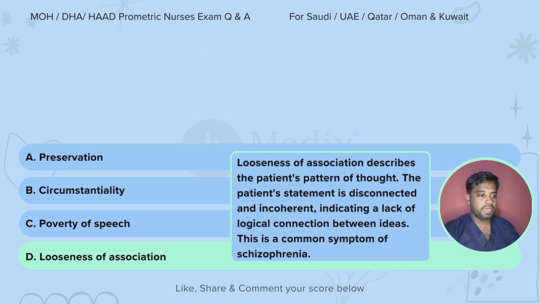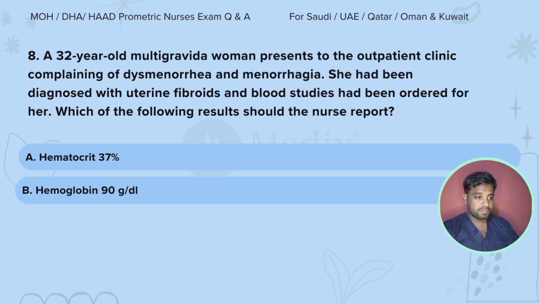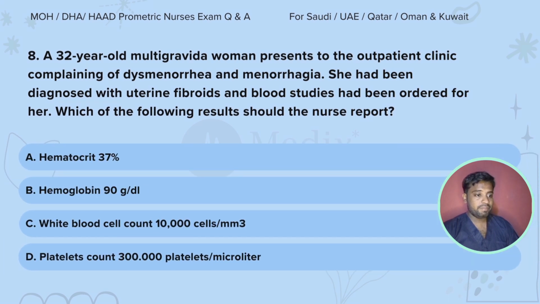Let's begin the question number 8. A 32-year-old multigravida woman presents to the outpatient clinic complaining of dysmenorrhea and menorrhagia. She had been diagnosed with uterine fibroids and blood studies had been ordered for her. Which of the following results should the nurse report? A. Hematocrit 37%. B. Hemoglobin 90 gram per deciliter. C. White blood cell count 10,000 cells per cubic millimeter. D. Platelet count 3 lakh platelets per microliter.